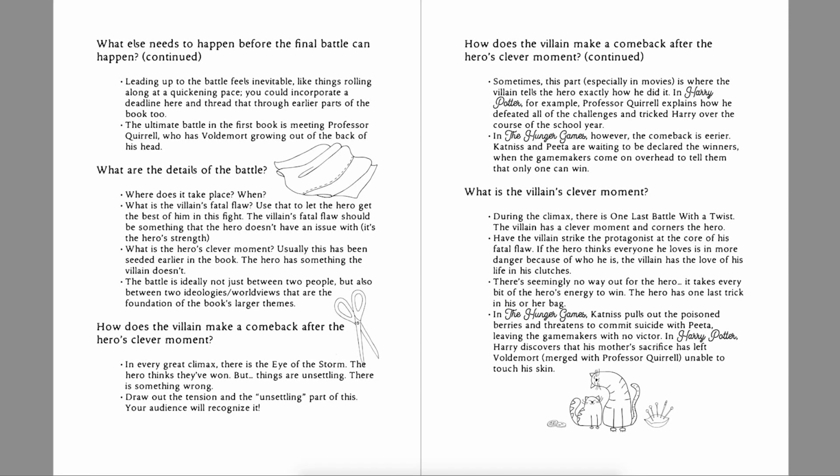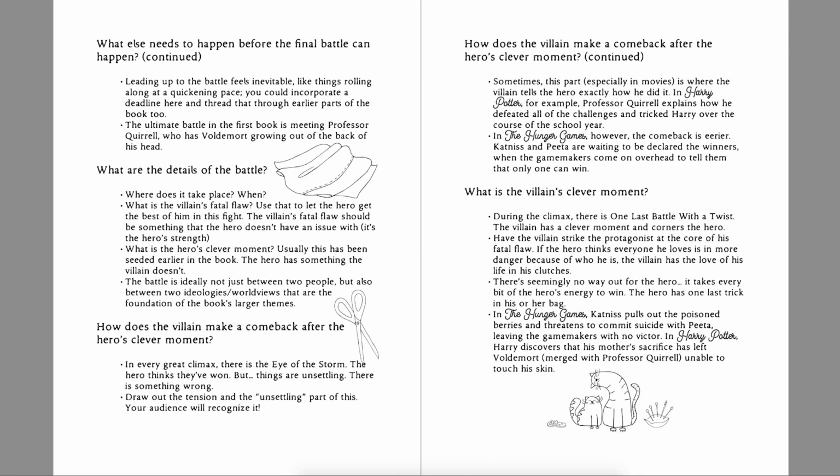So then that's kind of how the villain makes that comeback. Even though they think they've defeated the villain, which they think is Cato, it's actually the game makers who are the villain. So they have this Eye of the Storm moment where Cato is finally taken away and they're finally out of danger, and they believe that they've won. They're waiting to be announced, but there's something very unsettling. There's something wrong, and the tension is really drawn out, and really just dark. This whole section is very dark.